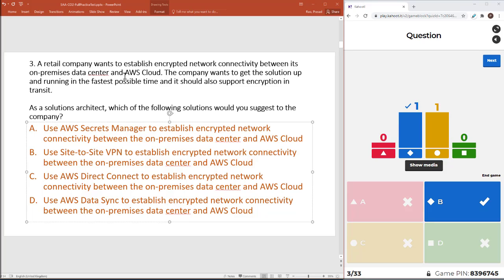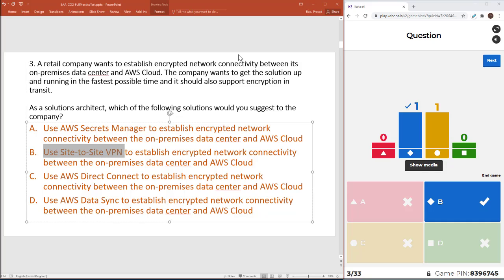Now the keyword here is running in the fastest possible time. Direct Connect, laying the fiber between the on-prem data center and AWS, is a time-taking process. It takes a couple of months, if not more, depending upon how far the AWS region is from the on-prem data center. Site-to-site VPN is more of a software configuration, so that is the way you can do it the fastest.